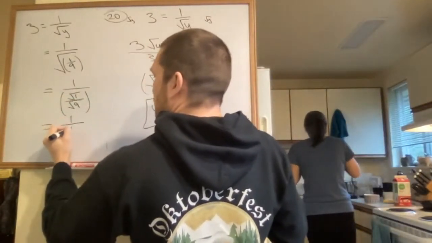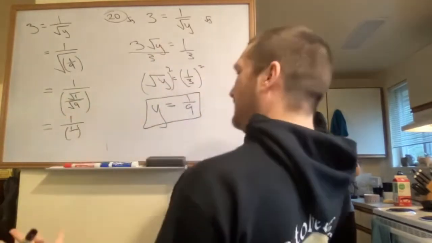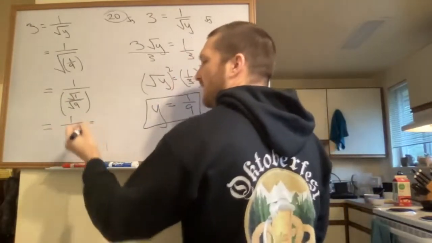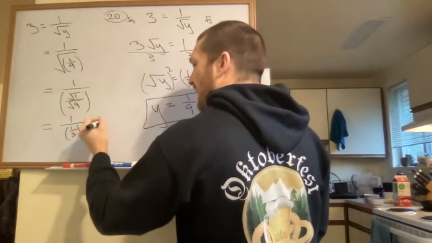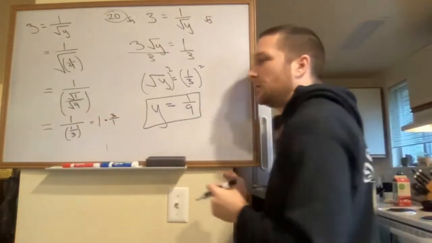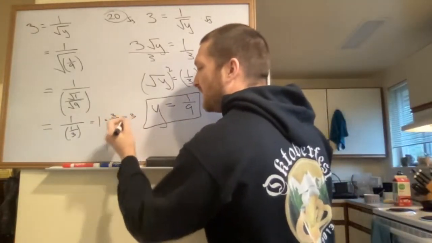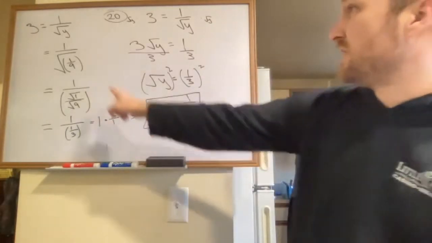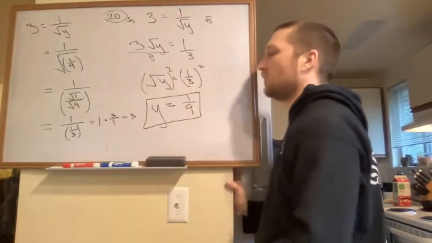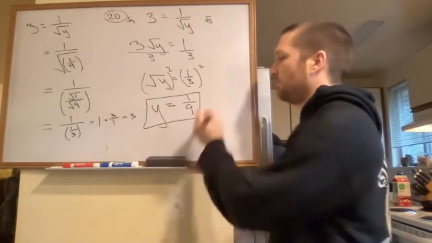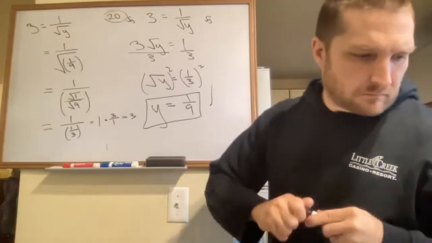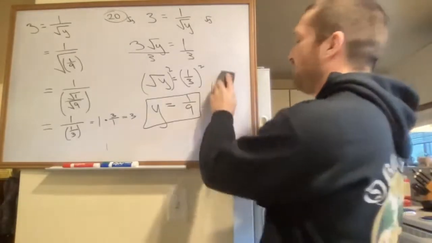Square root of 1 is just 1. Square root of 9 is what? 3. And so I have 1 over a fraction. Why don't I write that as 1 times the reciprocal. The ones cancel and I get 3. And so yes, 3 equals 3. Check, we're good. y equals 1/9 is my answer. Good to go? Okay, now this is where it starts to get very difficult.